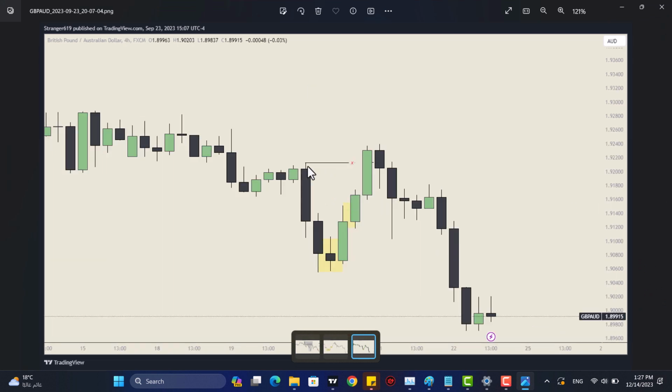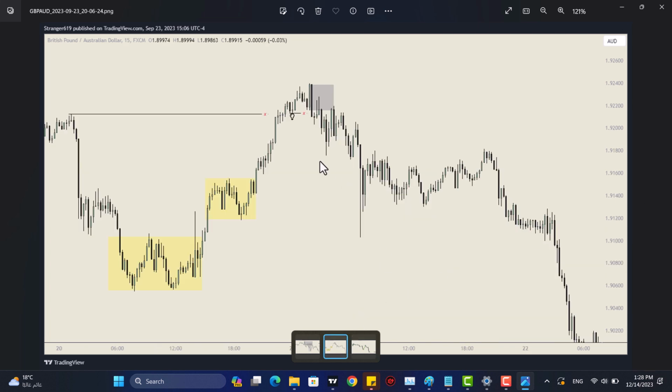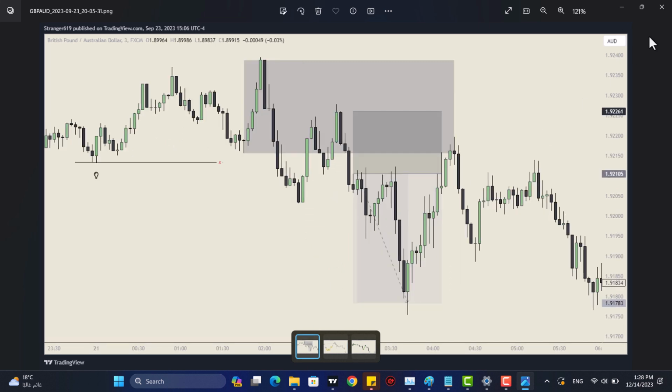So as you can see here, a break of structure sweeping these highs. We can now expect a retracement to this fair value gap right here, and you can frame your short idea based on that, as you can see here, right?